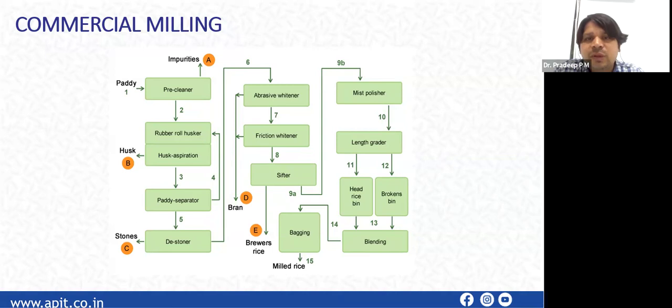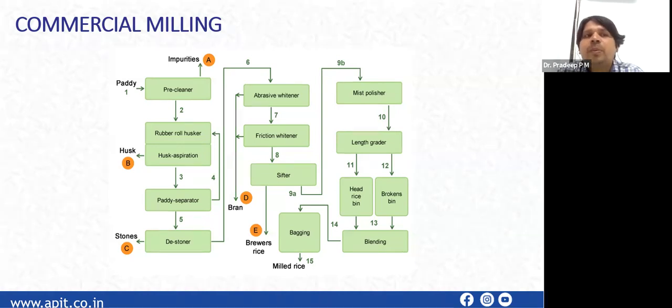That means removal of the bran, and then we go for sifting. That means we grade the polished or the white rice, and then we subject it to one more set of polishing, which is called mist polishing. Nowadays if you see the rice in the market, it has a shiny appearance. That is due to the mist polisher, and that is majorly for the trading aspect. And then once again we go for the length grader, and we separate the head rice from the brokens. The fewer the brokens, the more the yield for the rice miller.